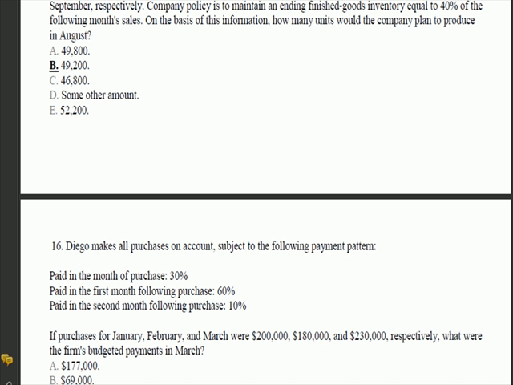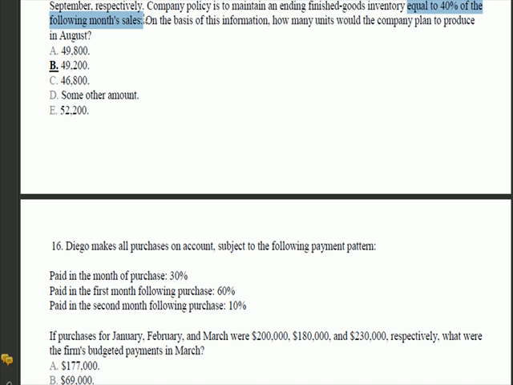Let's go down to Coleman here. It says Coleman anticipates sales of these amounts in these 3 months. This has to do with inventory, a little different wrinkle. The company policy is to maintain ending inventory, finished goods, ending inventory, equal to 40% of the following month's sales.